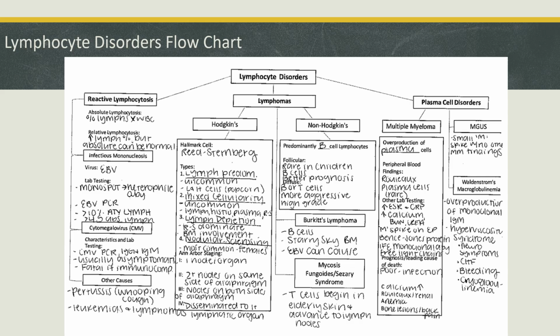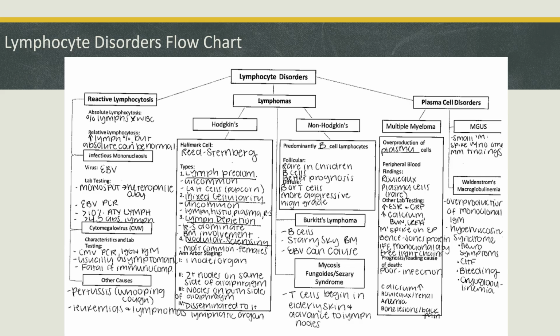And then last but not least is the nodular sclerosing. This is the most common, and it is predominantly found in females. So be familiar with your Ann Arbor staging. We have stage 1 of Ann Arbor staging for Hodgkin's lymphoma, and that's going to be 1 node or organ. Stage 2 is going to be 2 nodes on the same side of the diaphragm.